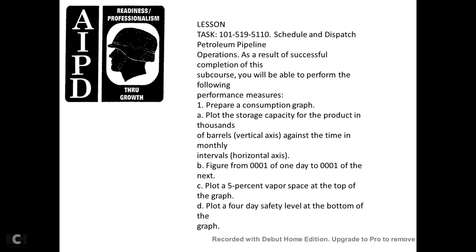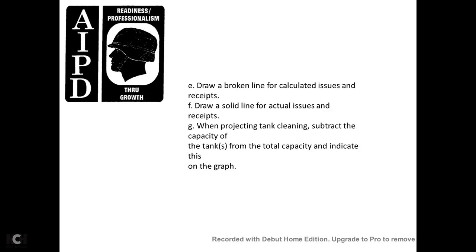Lesson 1, task 519, schedule and dispatch petroleum pipeline operations. Upon successful completion of this subcourse, you will be able to perform the following performance measures. One, prepare the consumption graph. Show the storage capacity for the product in thousands of barrels against the time in days. Mark the intervals from 100 past the hour of one day to 100 past the next. Plot a 5% vapor space on the top of the graph. Plot a 4-day safety level at the bottom of the graph.